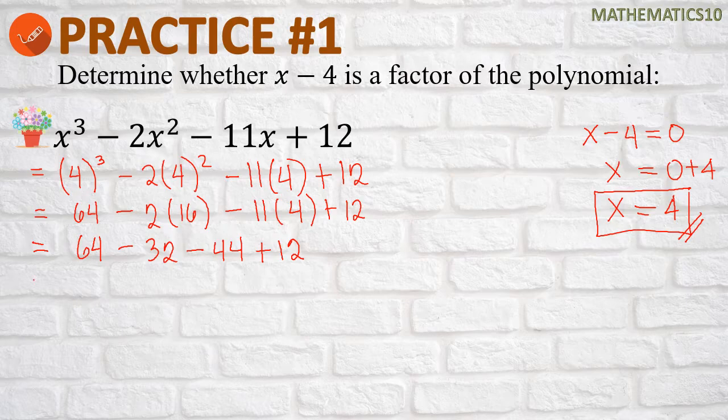Next, since as you can see, it's only a combination of subtraction and addition operations, we can evaluate this from left to right. So 64 minus 32, we will have 32. I'll just do it one by one. Next is 32 minus 44. What's the answer? It is negative 12. And I'll attach again the constant, the last term. So negative 12 plus 12, it will be 0.